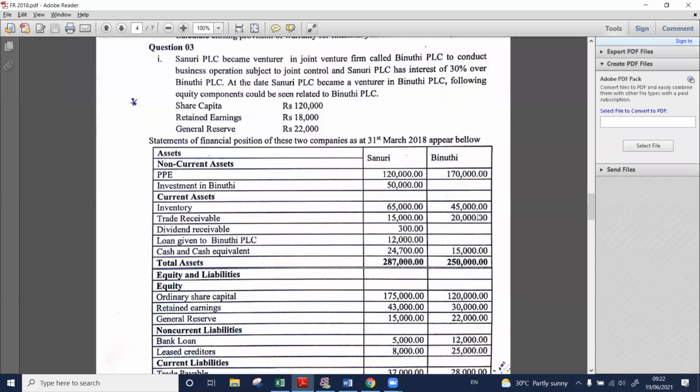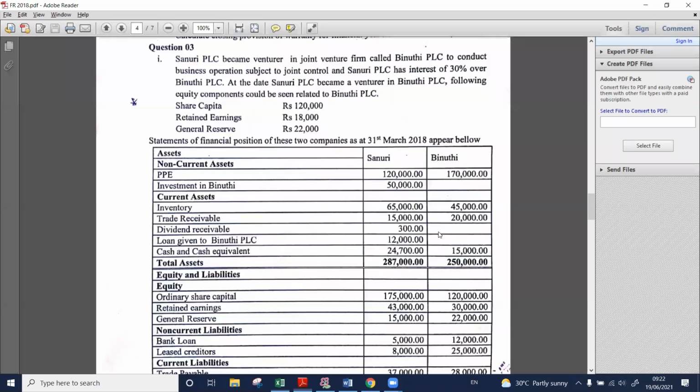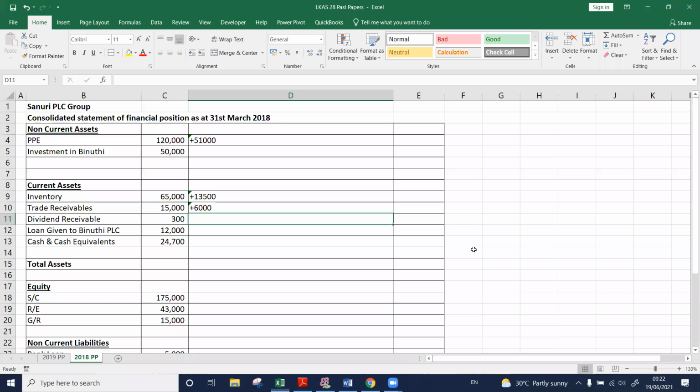Trade receivables, Binuti PLC, there are trade receivables worth 20,000. Out of this 20,000, 30%. It means 6,000. Right? 6,000. Dividend receivable and loan given to Vinti, no figures here. And we have cash and cash equivalents worth 15,000. For 15,000, 30% means 4,500. We need to add.